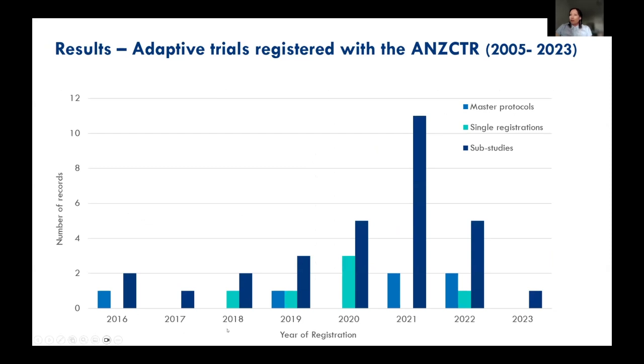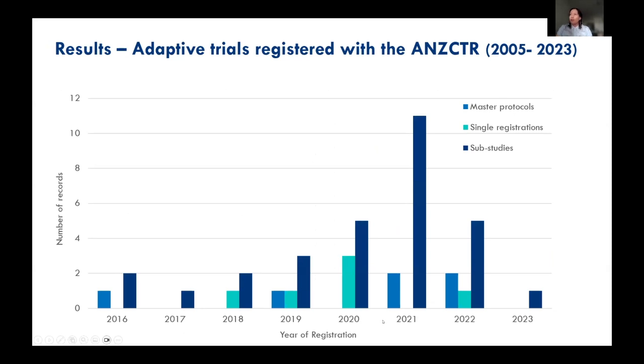So as I mentioned previously, we did end up with multiple records for some of these adaptive trials. In this graph, you can see what are referred to as master protocols in the lighter blue and sub-studies in the darker blue, as well as single registration records in the teal. We have seen an increase in the number of adaptive trials registered over time.